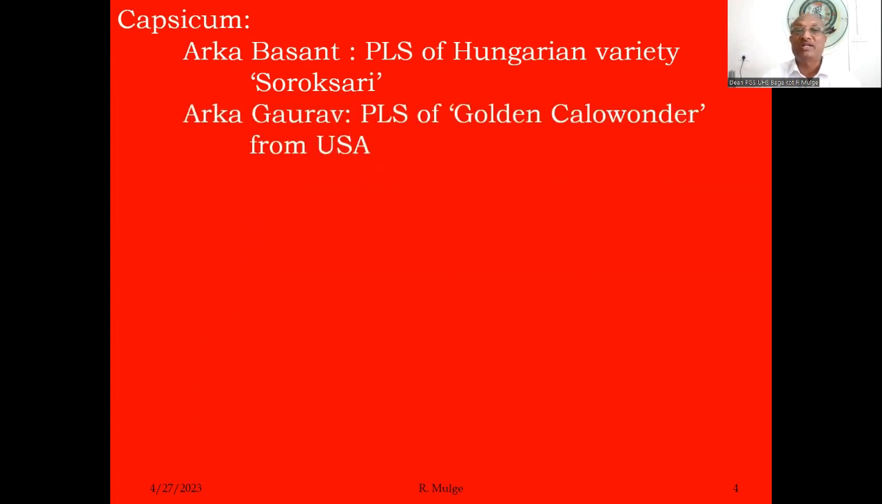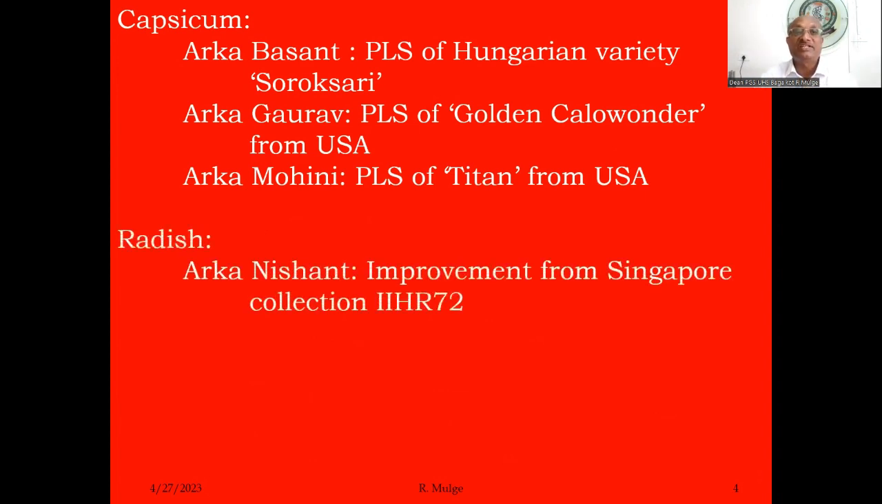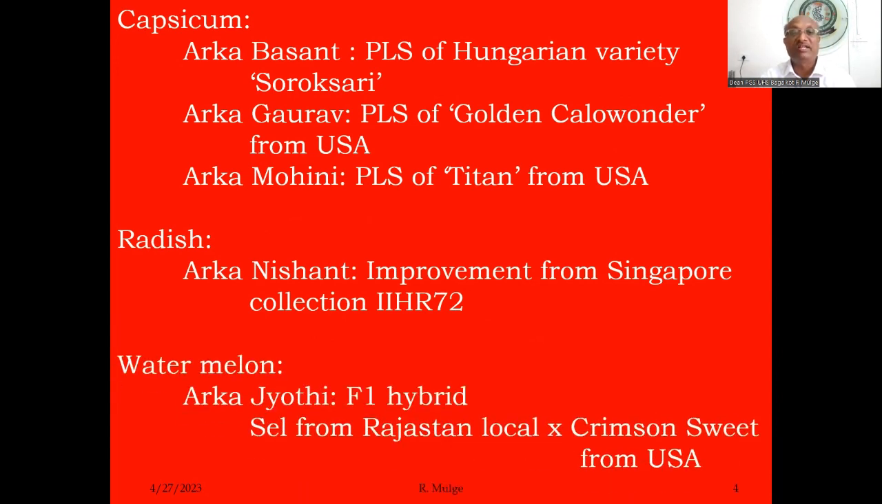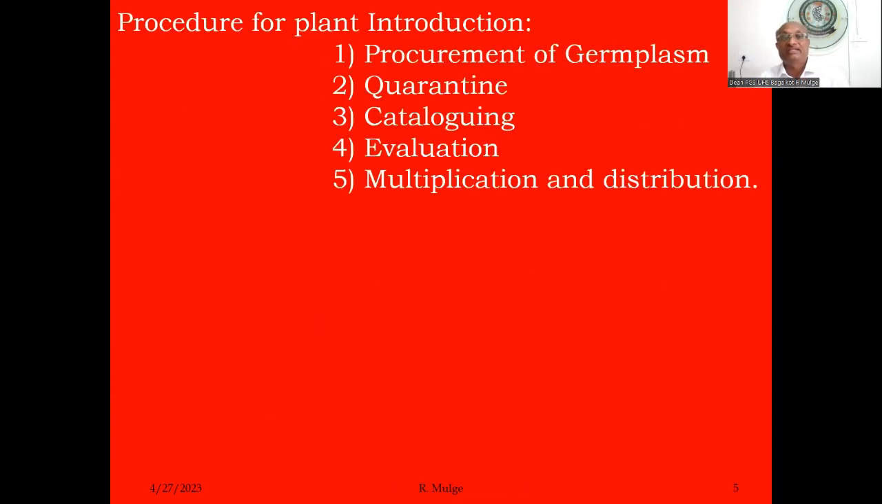Then Arka Gaurav is a pure line selection of Golden Calendar from USA, and Arka Mohini is a pure line selection from the Titan variety introduced from USA. In radish, you have Arka Nishant, an improvement from the Singapore collection IHS 72. For watermelon, you have Arka Jyoti F1 hybrid. It is a selection from Rajasthan local into Crimson Sweet. Crimson Sweet was introduced from USA. Okay, that's the primary introduction and secondary introduction.